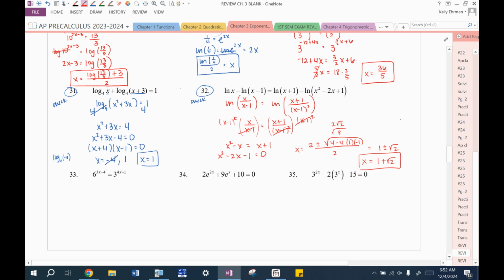All right, what about number 33? For number 33, these are different bases. We cannot get base 6 and base 3 to match. So on this one, you can either log or natural log both sides. Either way, you're not going to cancel out the bases. And it's pretty tricky to try to log base 6 or log base 3 both sides and get the x to be able to isolate the x. So that's why I don't do it that way. Use your expanding log property to move the exponents down in front with multiplication and parentheses.